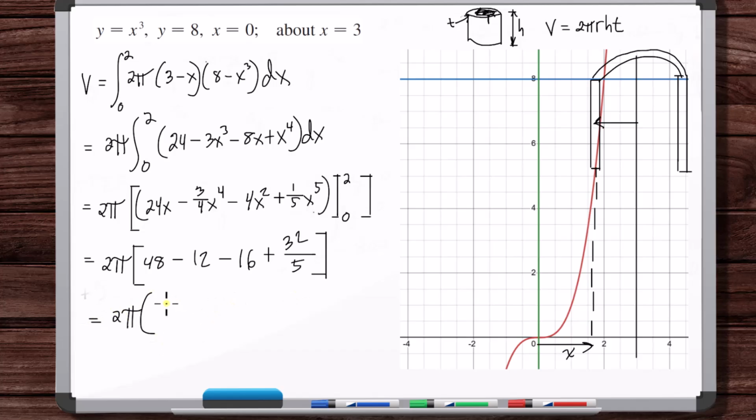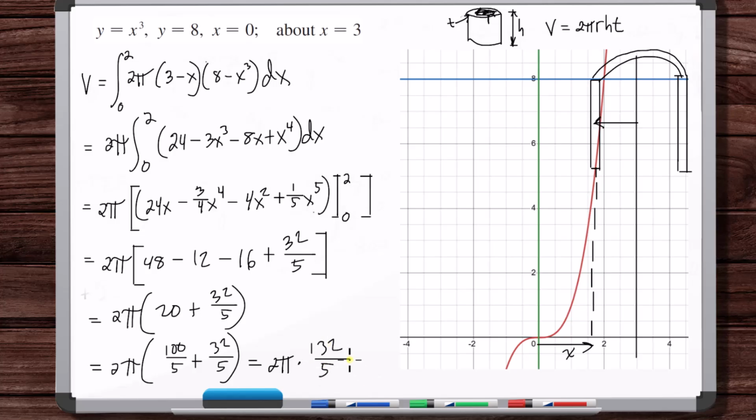48 minus 12 is 36. 36 minus 16 is 20. So 20 plus 32 over 5. 20 times 5 is 100. So 132 over 5. 132 times 2 is 264. And that is the volume.